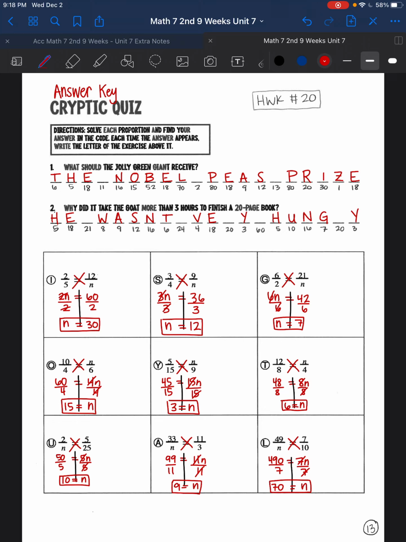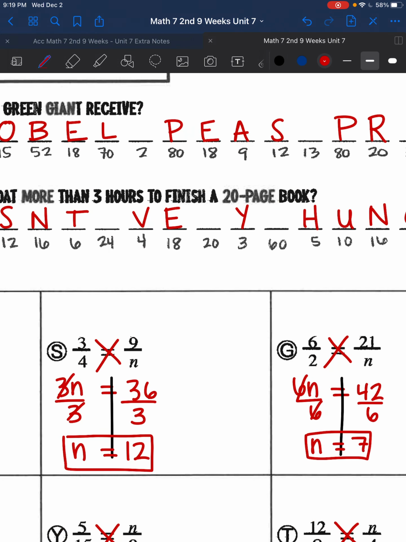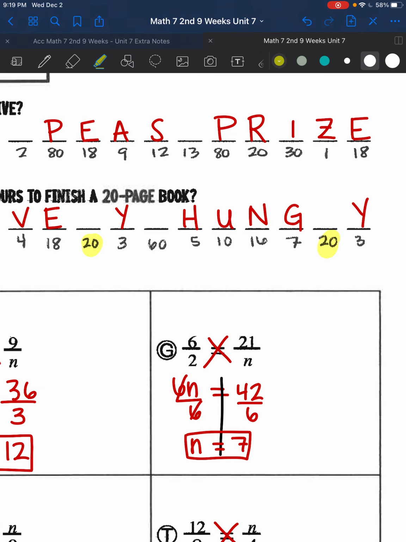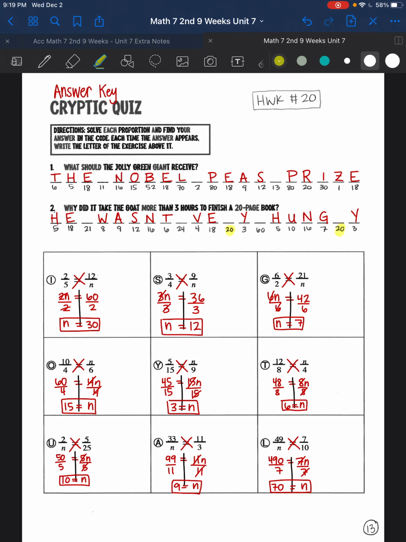What should the Jolly Green Giant receive? The Nobel Peace Prize. Okay, so I feel good about that one, but I think I might have missed something in number 2. Why did it take the goat more than 3 hours to finish a 20-page book? He wasn't, I think it should be very hungry.